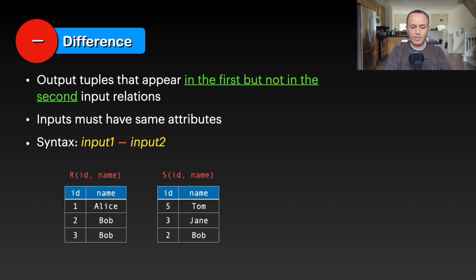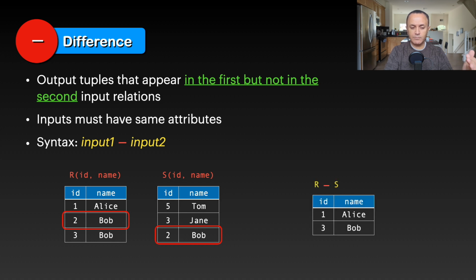Again, to illustrate, we have these two relations. The same tuple appears on both sides. So the difference will be everything from the first relation that does not appear in the second. If we do R difference S, the output will be everything that does not appear in S, which is the remaining two tuples in this case.